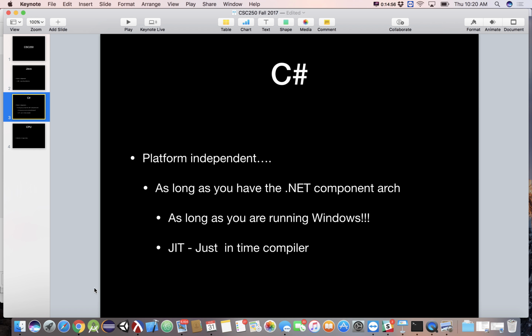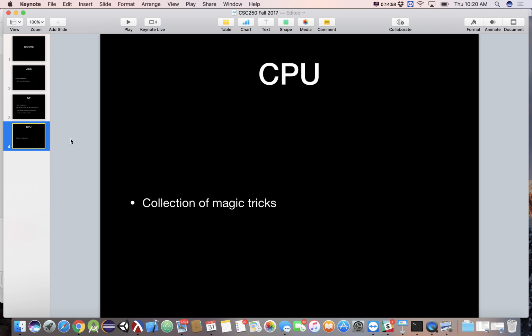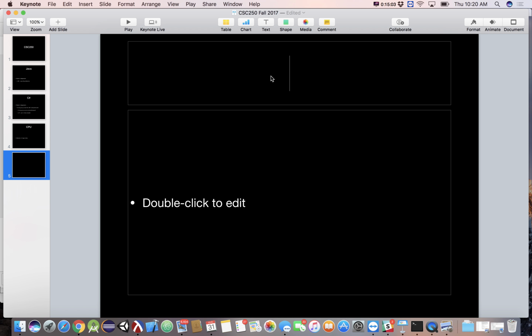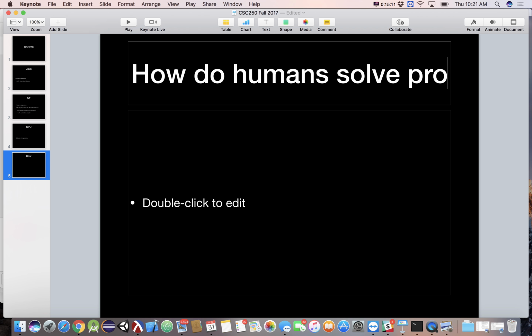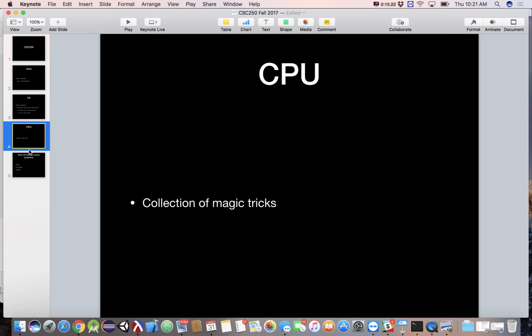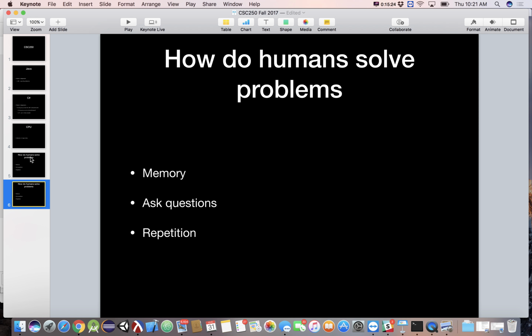Okay, so let's start getting into it. Well, here, we'll just reproduce these slides. How do humans solve problems? So we use our memory, we ask questions, and repetition. Okay? And we had a slide called the mapping.